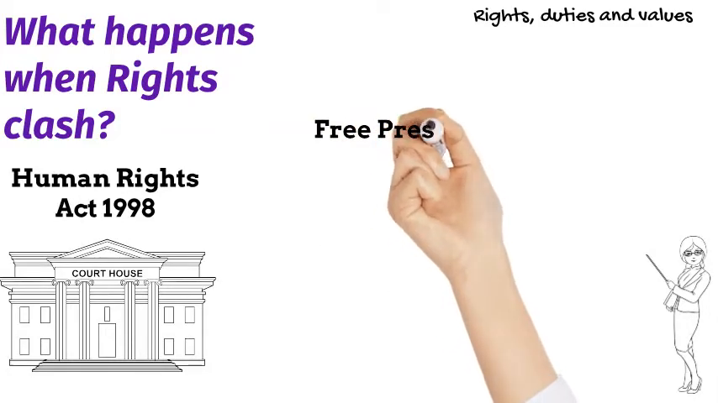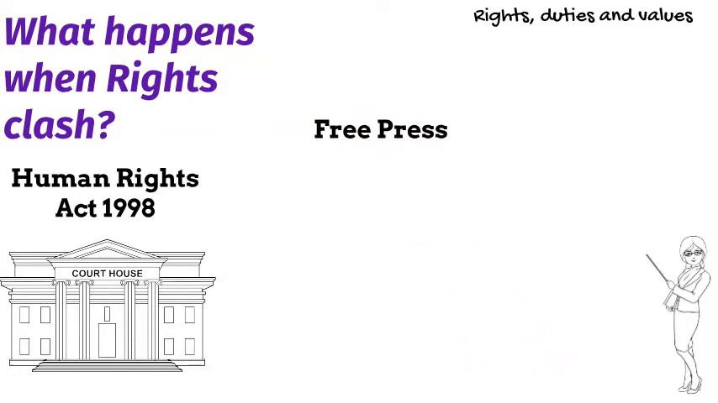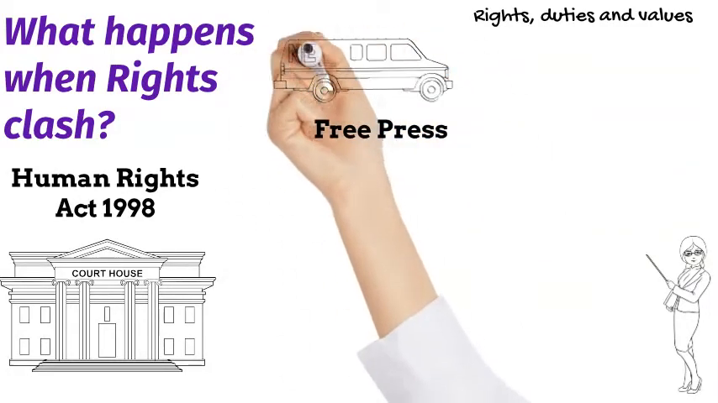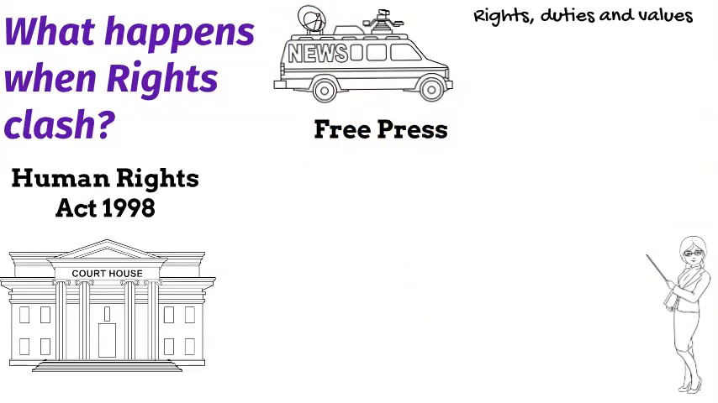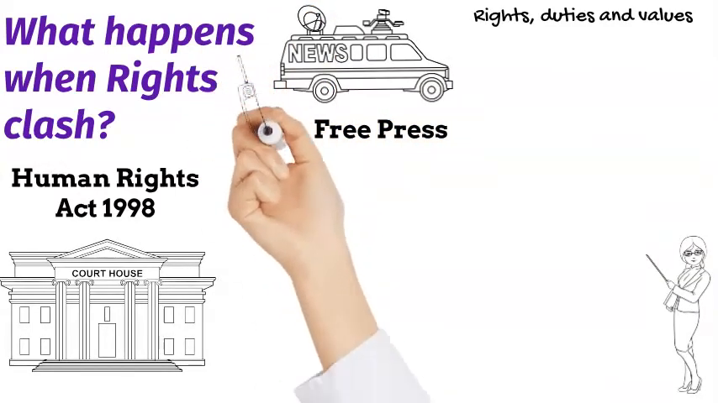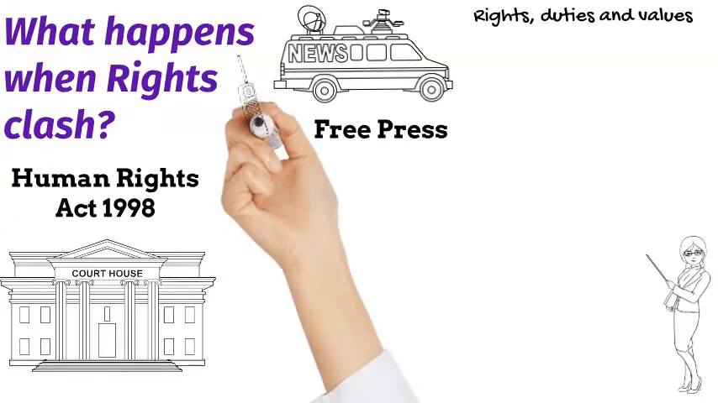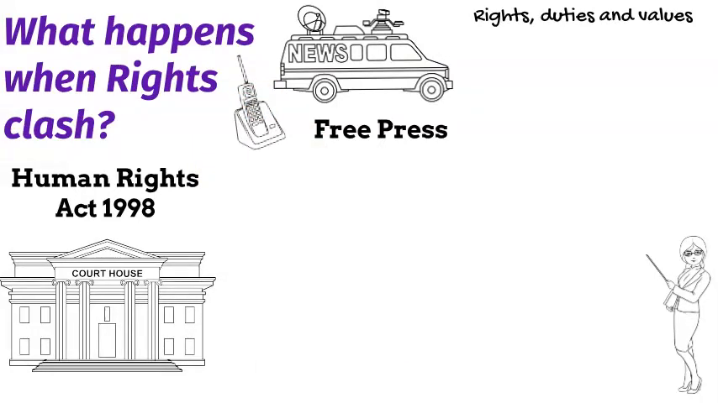Here are a few examples of this. The press have had their rights limited in recent years following the phone hacking scandal. This will be the subject of another video at a later date. The press hacked voicemails of lots of people, including celebrities, to try and gain details to print in their stories. This has a link with the right to privacy for the individuals involved.